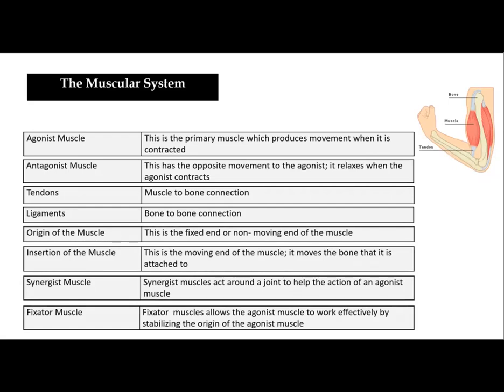So again, there is a picture here. So this is your bone, the origin of, let's say, this is your biceps brachii. That's the name of the muscle. This one would be your origin, and this would be the insertion, okay? And these are the tendons, okay?